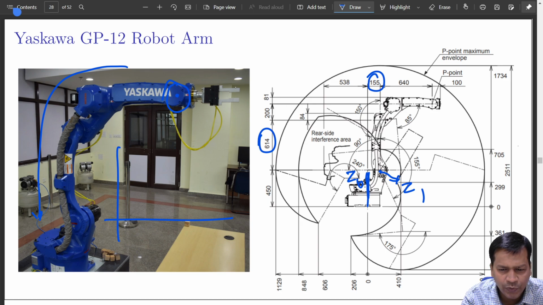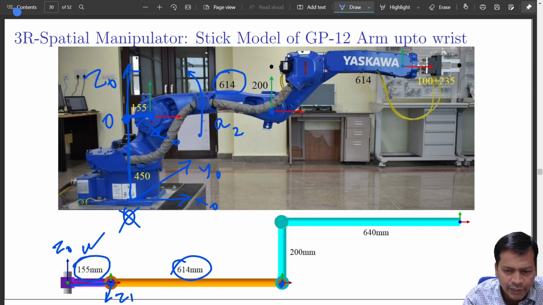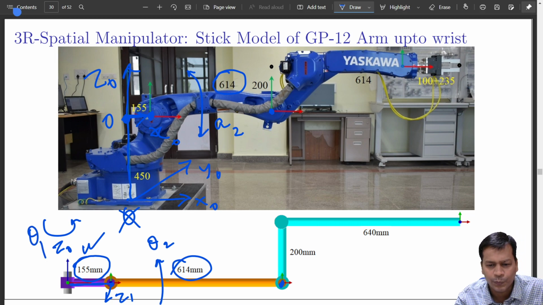Okay, so this is the first pose of this robot, and this is the next pose of this robot, where this is horizontal, and you see this is 614 that will appear in this direction. So this is your second link length. If this is your first, A1, this is A2. And this link can go up and down like this, so that becomes your theta 2. So first this axis is theta 1, this is your theta 2. So that is your second joint angle.